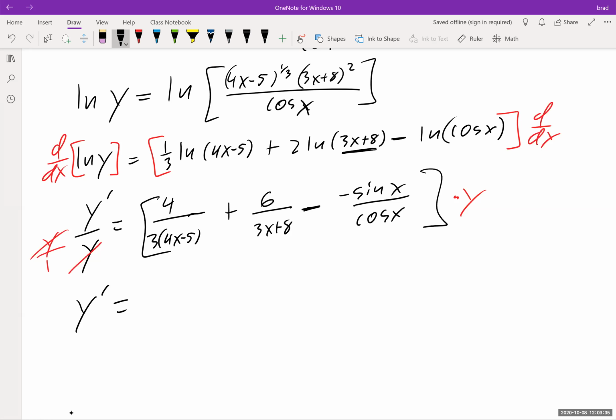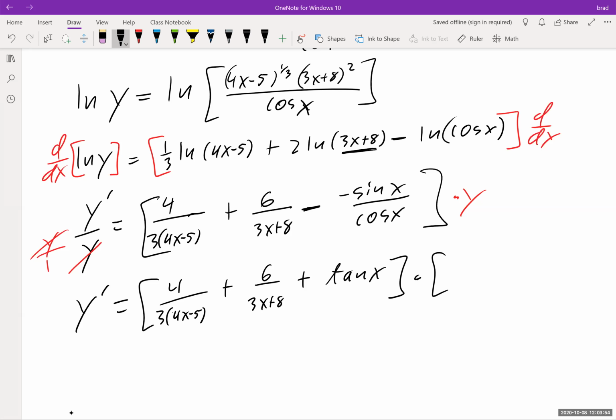So now let's do our little bit of cleanup. So this will be 4 over 3 times 4x minus 5 plus 6 over 3x plus 8 plus tangent of x times, now let's see here. We said that y was all of this nastiness, 4x minus 5, so the 1/3 times 3x plus 8 squared all over cosine of x. Okay, and that should be our derivative. All right, so that's a nice one.